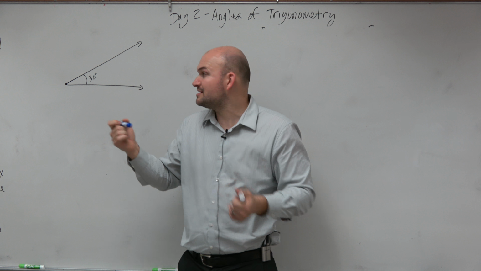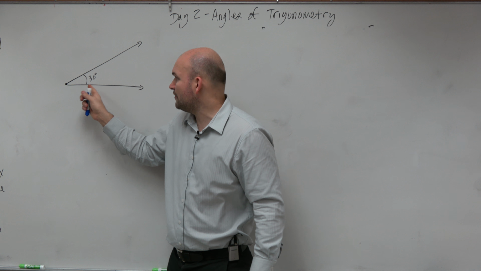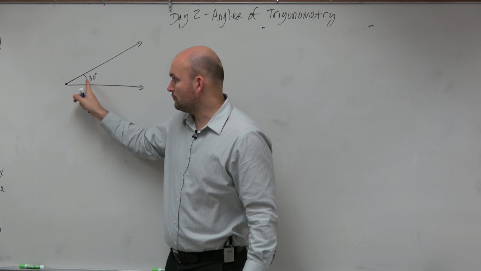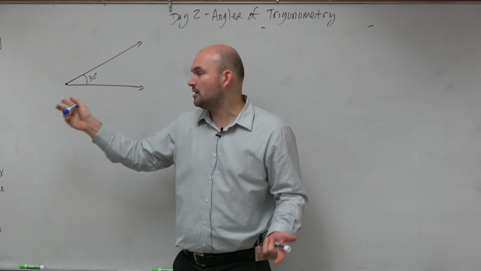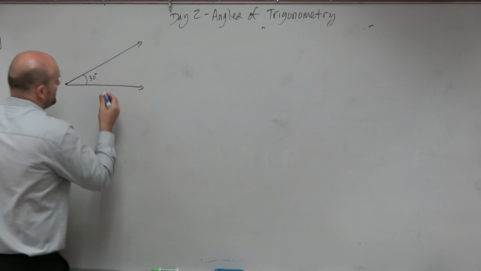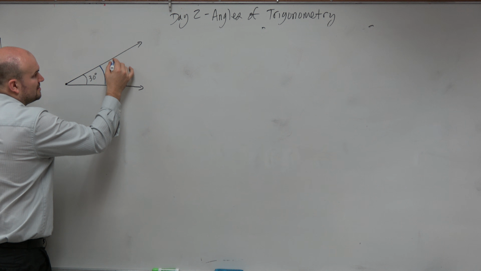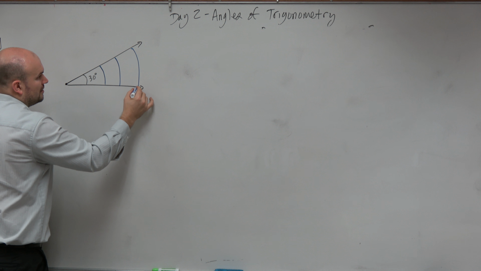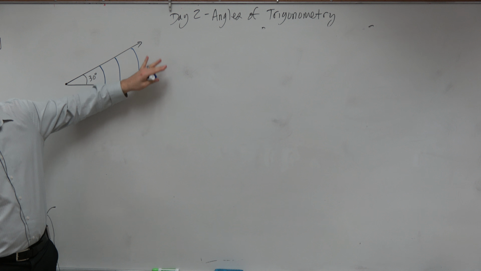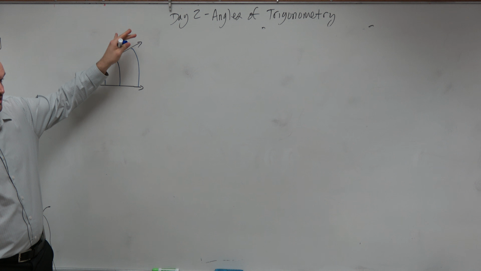But let's think about this as a measure. How far of a distance did we travel to go from here to here, right? Just think about that. You went a certain distance. Well, what about this distance, or this distance? As we keep on going out, we have different arc measures, right? We have different lengths of these arcs.